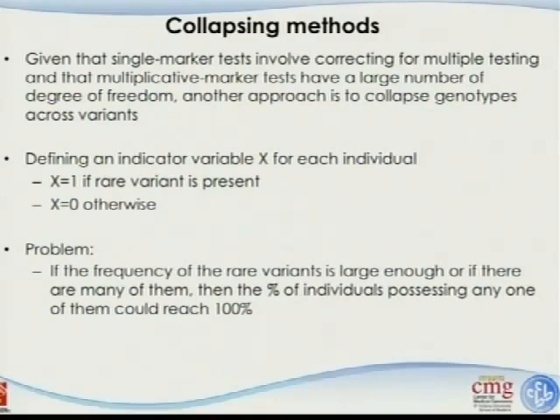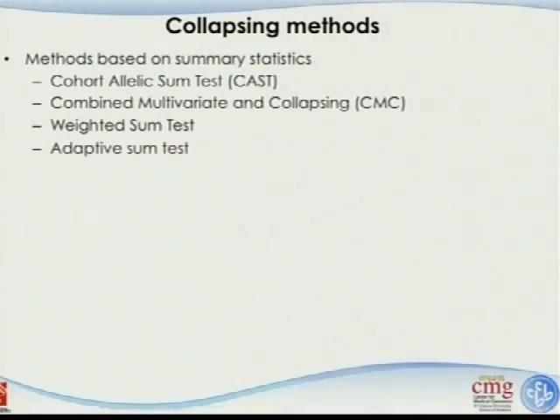So this is the general workflow of these collapsing methods, and whether you agree with this type of assumption or not is a different question. The problem here is that if the frequency of rare variants is large enough, or if there are many of them, then the percentage of individuals having this type of variation will quickly reach 100%. So you really don't get anything out of it.